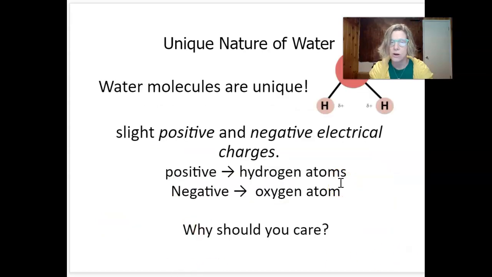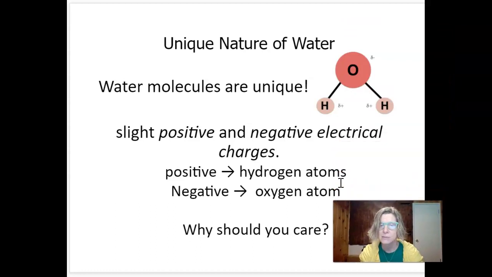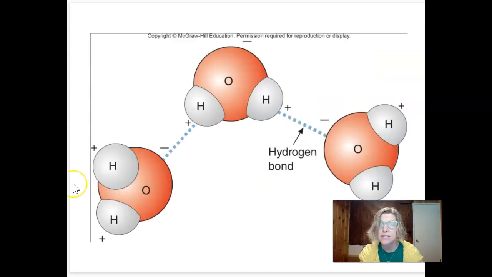These molecules are held together by a special type of bond that's associated with the fact that water molecules have a slight positive and negative electrical charge. The positive part is part of the hydrogen, and you can see that in the picture here. And the negative is associated with the oxygen atom. Okay, so that's great and all. You're like, yeah, whatever, I need chemistry. This creates something called a hydrogen bond, okay?